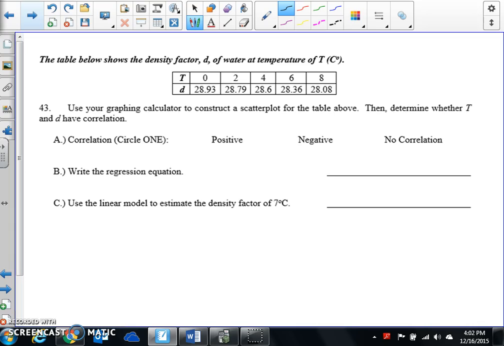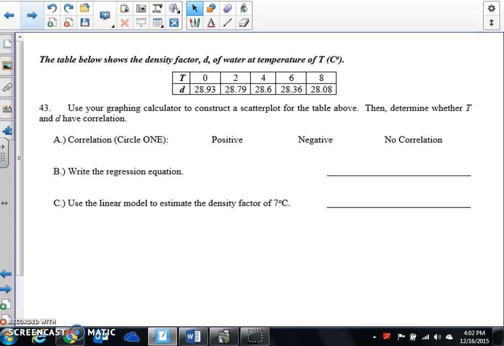All right. The table shows the density factor of water, whatever. Okay. So construct a scatter plot for the table above. Okay. So we need to go ahead and make our table. I wish I had a paper copy of this right now. I think I do. Hold on one second. Okay, here we go. Sorry.